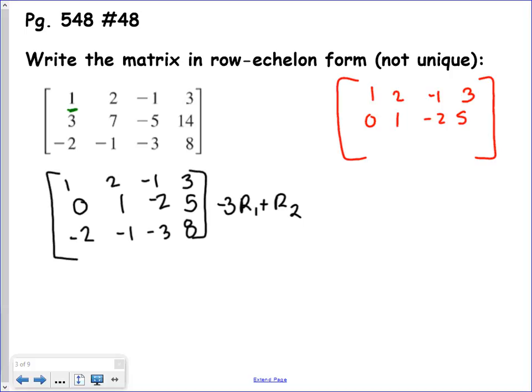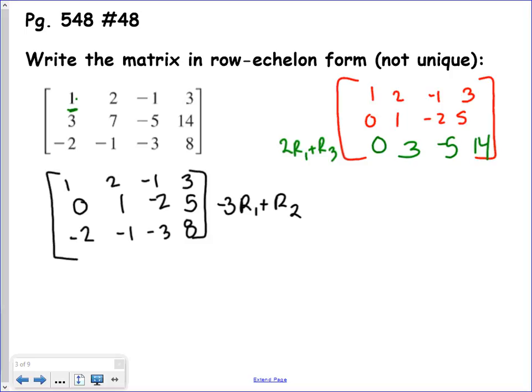And so I would start with my first column. How can you get a 0? Jennifer. Take row 1 times 2. Row 1 times 2, add it to row 3. Okay, excellent. So 2 times row 1 plus row 3. That would be 2 plus -2, which is 0. 4 plus -1, which is 3. -2 plus -3, -5. And 6 plus 8 is 14.